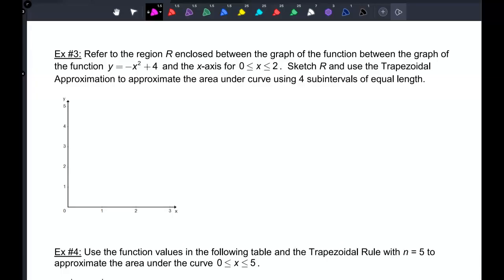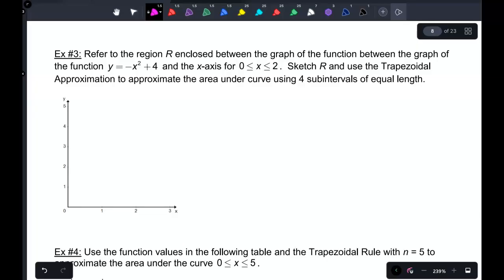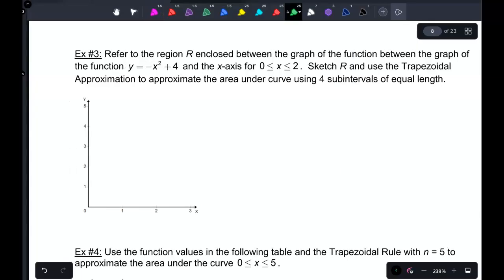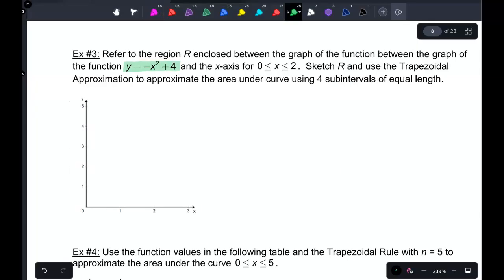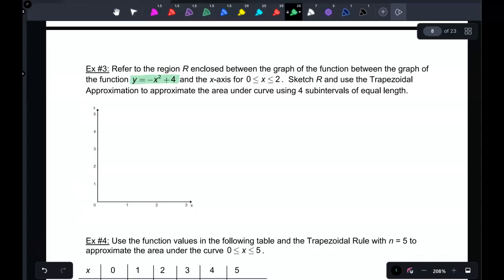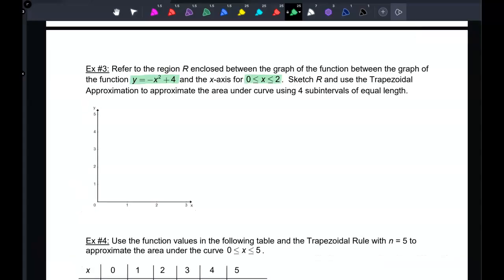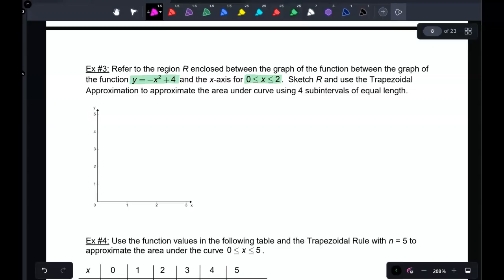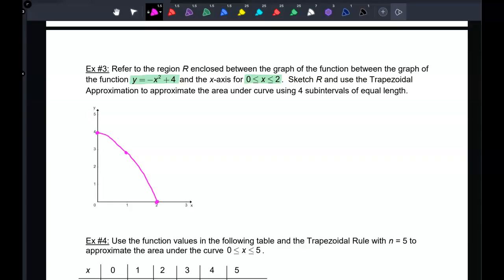Okay. Let's graph this. Okay, we got negative x squared plus 4 from 0 to 2. Okay, so at 0 we get 4, at 1 we get 3, at 2, 0. Those are the points for the graph.